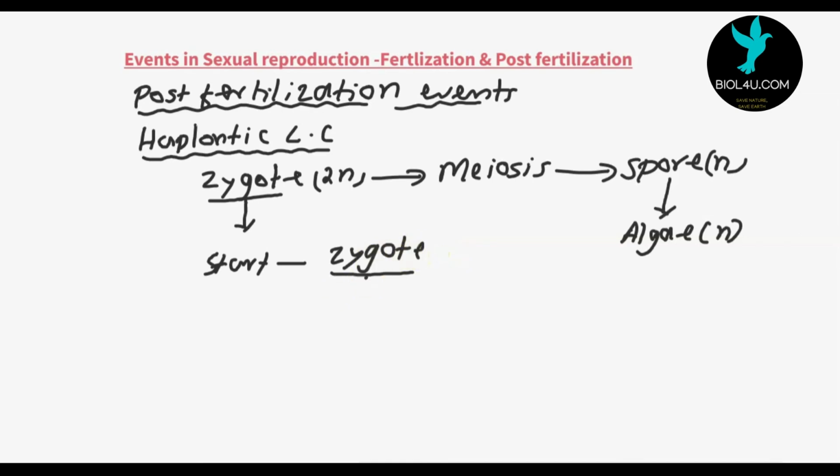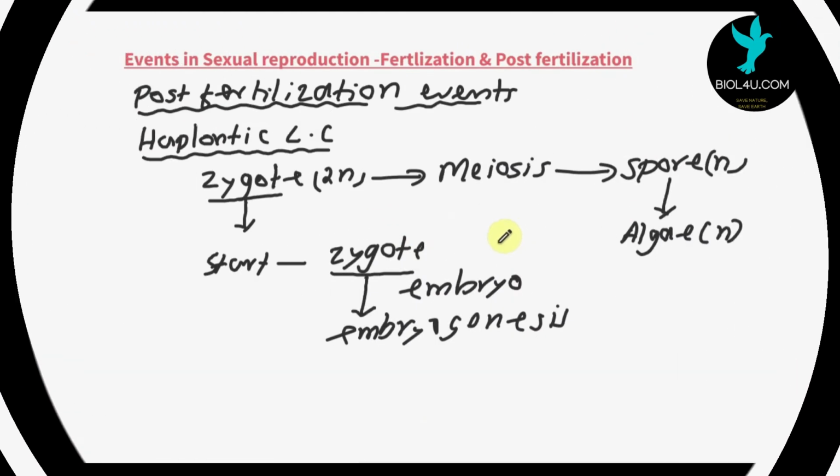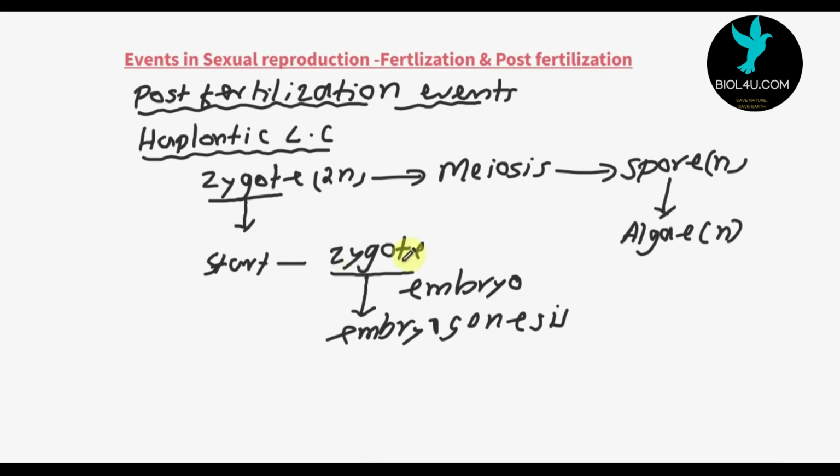Okay, and this development of the zygote into a young one is known as embryogenesis, and the study of this development is known as embryology. You see here, in all sexually reproducing organisms, life starts from the zygote, and this zygote undergoes development and produces the young one. This development of the zygote into a young one is known as embryogenesis, and the study of it is known as embryology. So what is embryology? The study of the development of the zygote into an embryo or a young one is known as embryology.